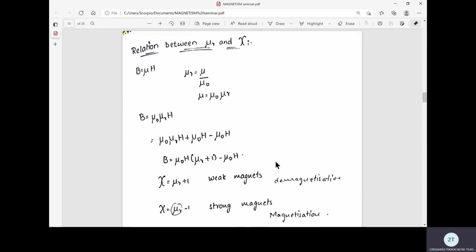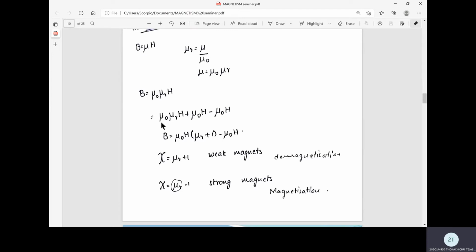Now let's discuss the relationship between mu r, that is relative permeability, and susceptibility. As we wrote before, in a medium B equals mu H, and mu r, that is relative permeability, equals mu in medium by mu of vacuum. This means mu can be written as mu naught into mu r. Substituting this mu value here, B equals mu naught mu r H, and from this we can write mu naught mu r H plus mu naught H minus mu naught H. That is, we are just adding and subtracting this term mu naught H, and taking this common, mu naught H into mu r plus 1 minus mu naught H.